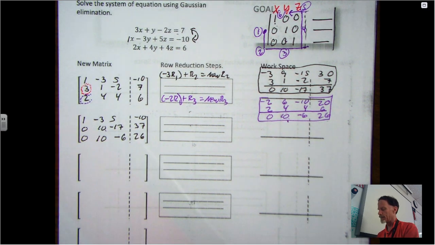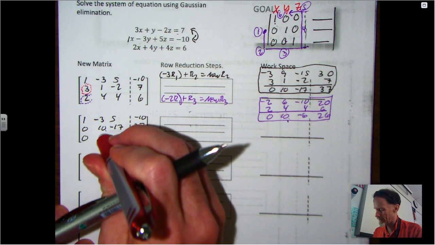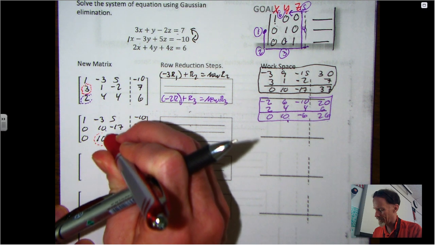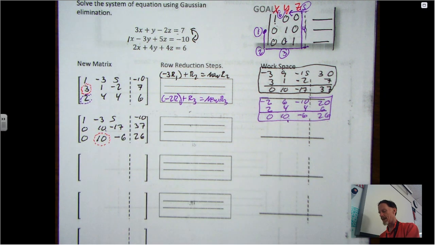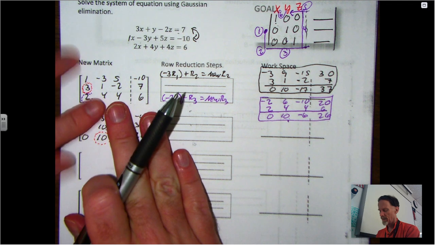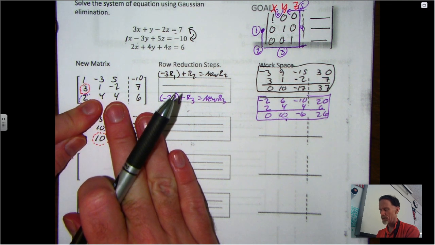So my next one. So again, we're looking at this. We want that to be a 0. But again, I kind of looked ahead almost and saw that was a 10. So all we've got to do here is take row 2 and combine that with a negative row 3.